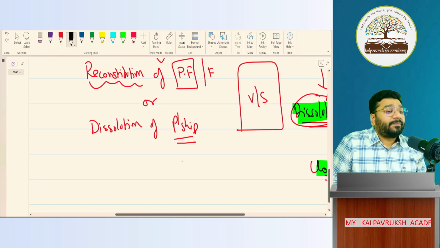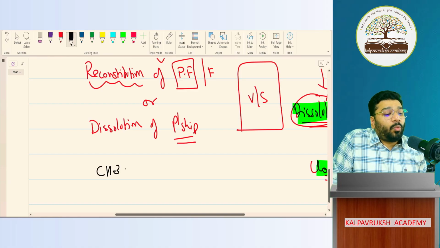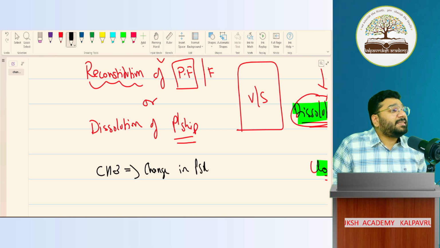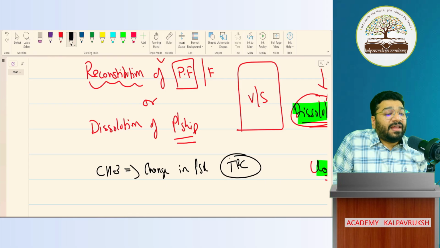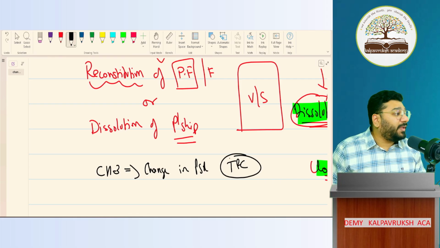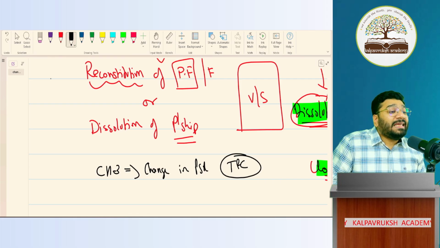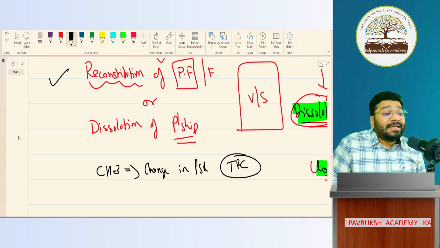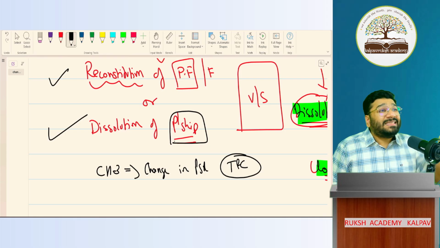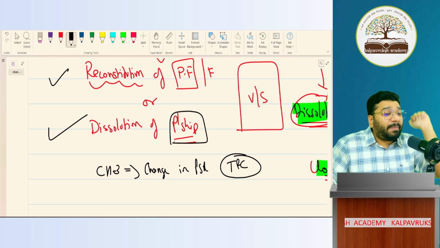Now what are we studying? Chapter number 3. What is it? Change in PSR, which means there is a change in terms and conditions. Whenever there is a change in terms and conditions of the agreement, we call it reconstitution of partnership firm or dissolution of a partnership. Just a partnership means what?